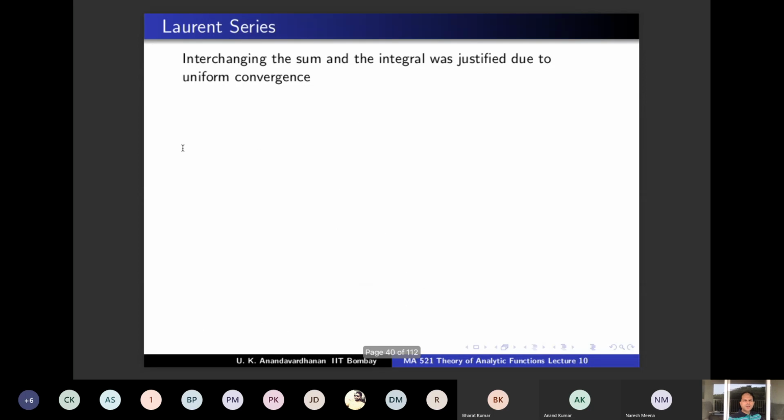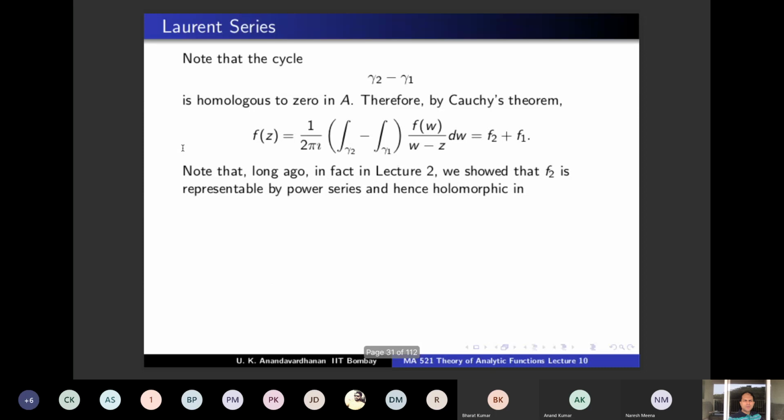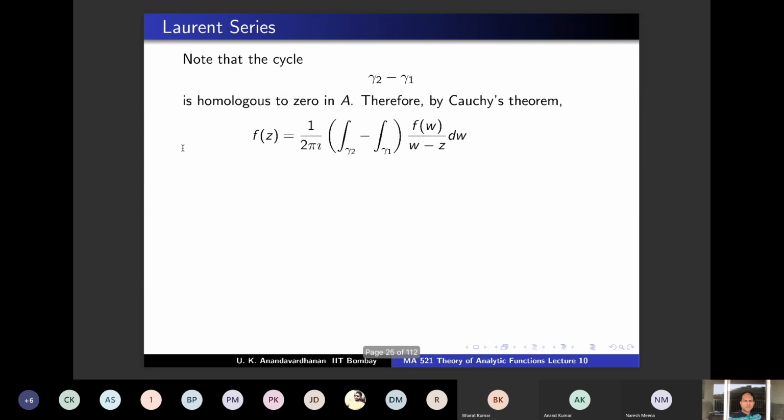So coming back here, you wrote this by Cauchy's theorem. This is Cauchy's theorem applied to the cycle gamma 2 minus gamma 1. The integral over gamma 2 you are calling F2, minus the integral over gamma 1 you are calling F1. And what we just observed, recalling what we have done long back and reading the proof, is that F2 is holomorphic throughout D(0, R2). R2 is the outer circle.